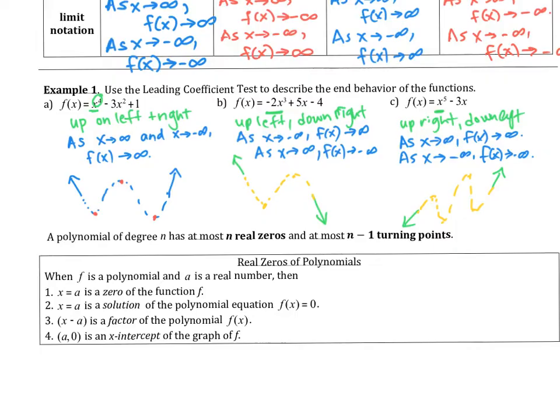The box below is describing kind of synonyms for the zeros of polynomials. So when f is a polynomial and a is a real number, then if x equals a is a zero of the function, that's the same as saying x equals a is a solution of the polynomial equation f of x equals 0, because to find the zero, you set the function equal to 0. It's the same as saying x minus a is a factor of the polynomial, because if I were to factor this and set it equal to 0, I would get x equals a. And it's the same as saying (a, 0) is an x-intercept of the graph of f, because I set the y equal to 0, so (a, 0) would be an x-intercept of the graph of f.